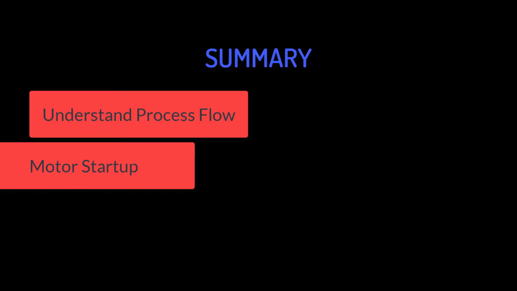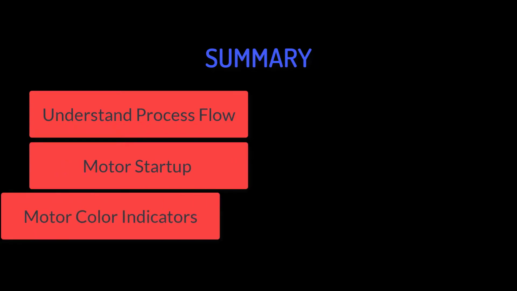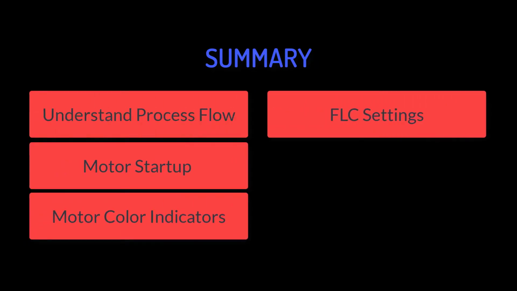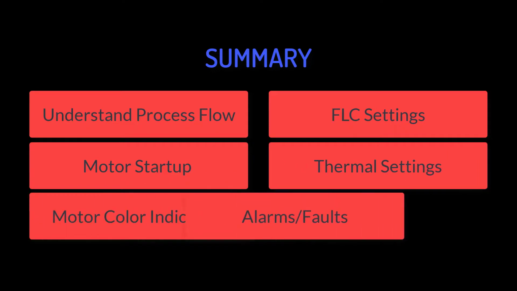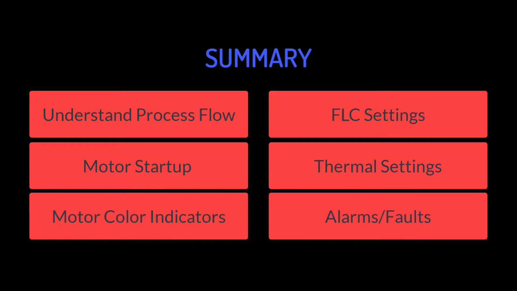In summary, it is important to understand the process flow of the system you are trying to use an HMI on. Also, there are essential things you need to be able to monitor as well, such as motor startup, motor color indicators, FLC settings, thermal settings, and any alarms or faults associated with the hardware. An HMI is a powerful tool, and with correct use will make your job easier and more efficient daily.